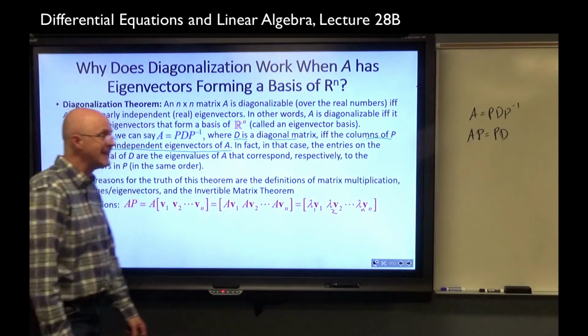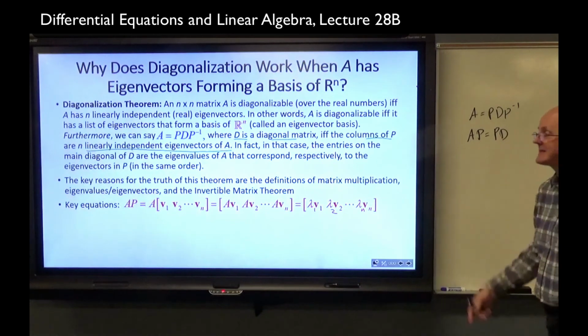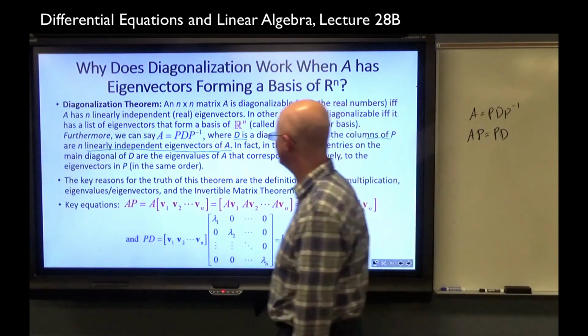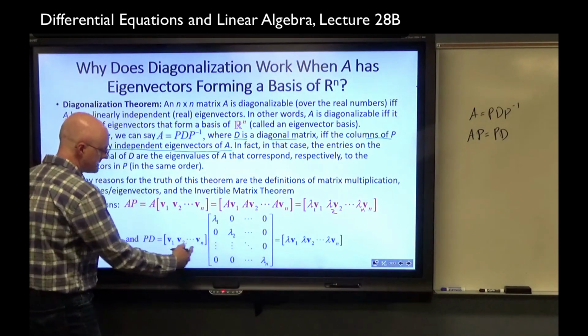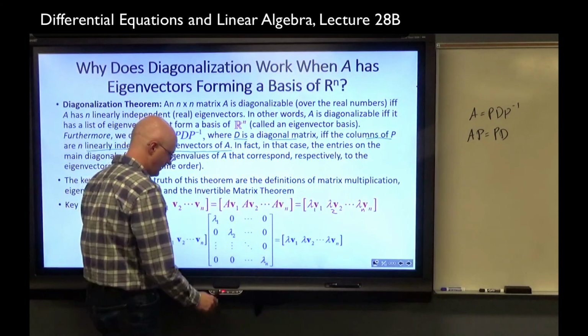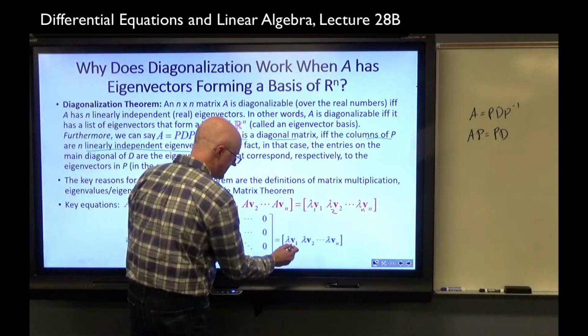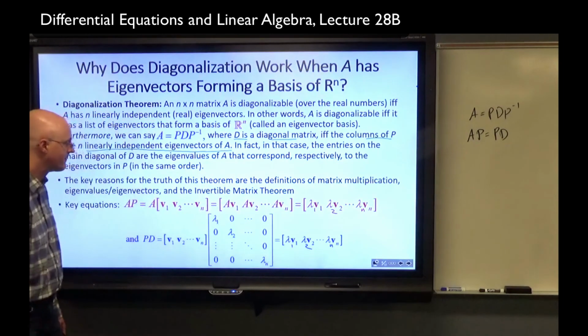Okay, so evidently, if I'm going to verify this, P times D must be the same thing. And it is. P times D, here's P, here's the diagonal matrix D with the eigenvalues along the main diagonal. And once again, I continued my typo here. This should be lambda 1, lambda 2 through lambda n there as the scalar multiples.